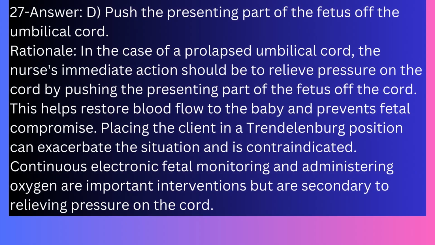The answer is D. Push the presenting part of the fetus off the umbilical cord. In the case of a prolapsed umbilical cord, the nurse's immediate action should be to relieve pressure on the cord by pushing the presenting part of the fetus off the cord. This helps restore blood flow to the baby and prevents fetal compromise. Placing the client in a Trendelenburg position can exacerbate the situation and is contraindicated. Continuous electronic fetal monitoring and administering oxygen are important interventions but are secondary to relieving pressure on the cord.